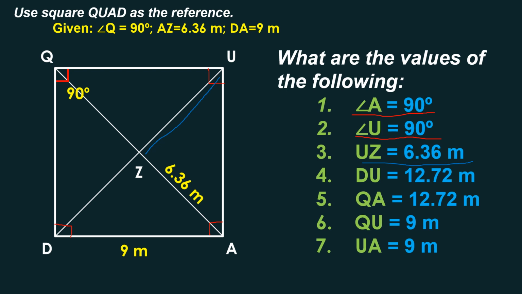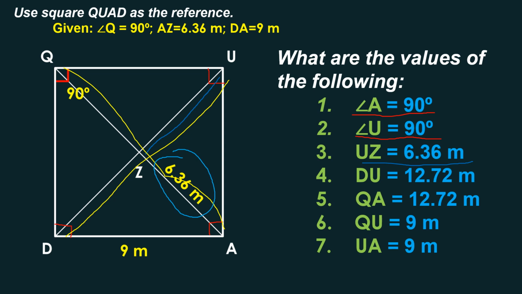So why is it 6.36? Because one property of the square says that these diagonals here, diagonals QA and diagonals UD, are equal. So that means that their halves are also equal. So that's why UZ also has 6.36 meters measurement, like the one here with AZ.